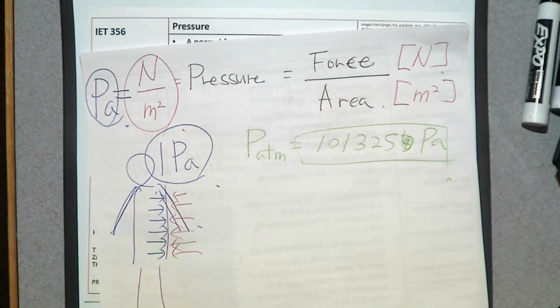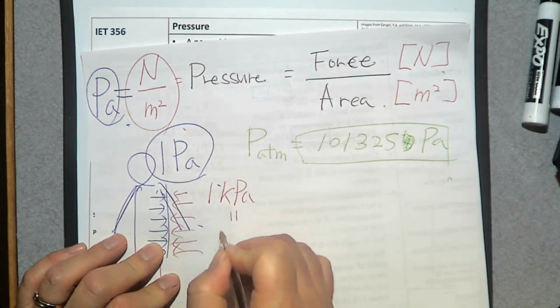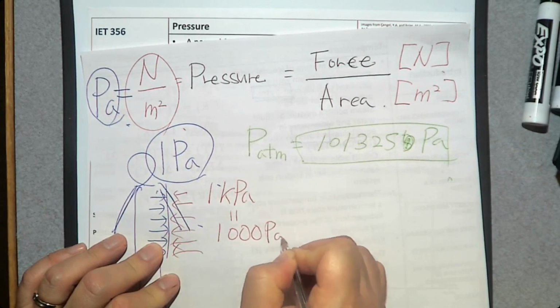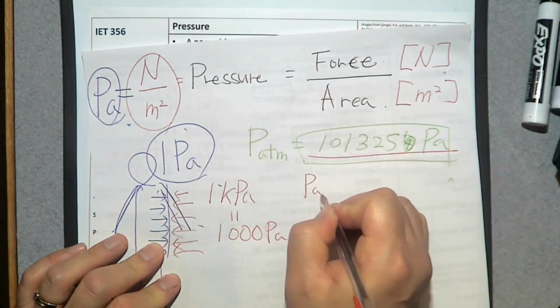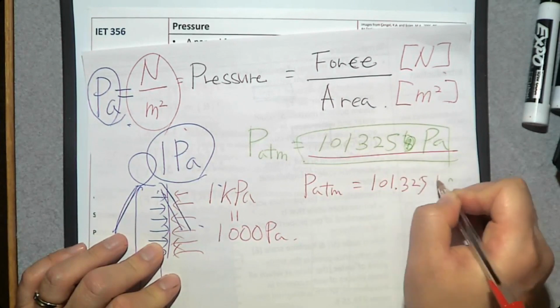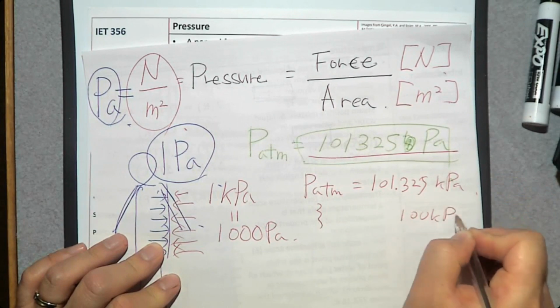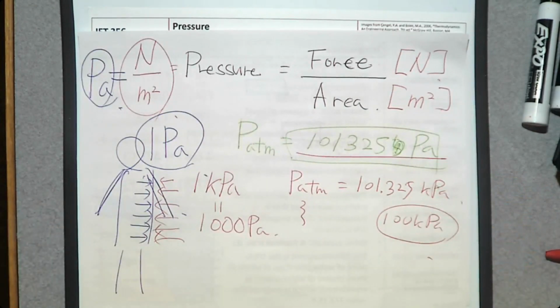So in thermodynamics, we usually use kilopascal. 1 kilopascal is 1,000 Pascal. And atmospheric pressure is going to be 101.325 kilopascal, approximately 100 kilopascal, right? Now it looks like a reasonable number we can use in our equations, right? So we use kilopascal in thermodynamics.